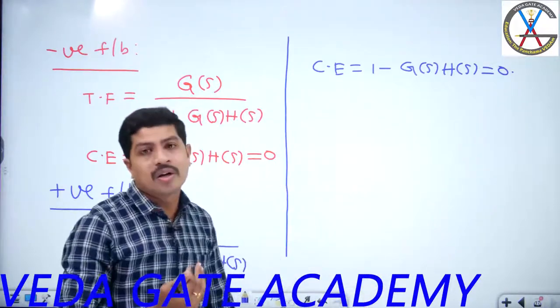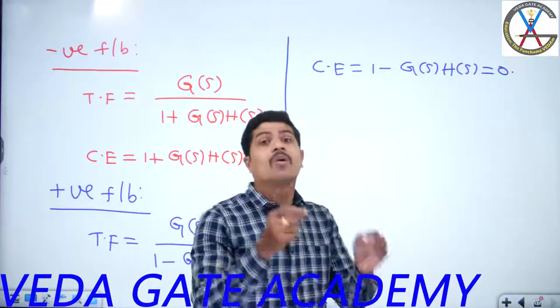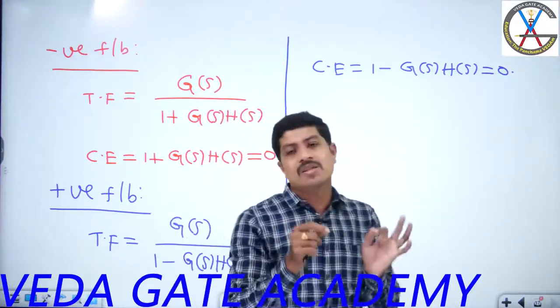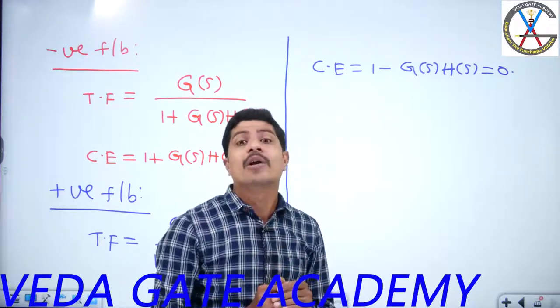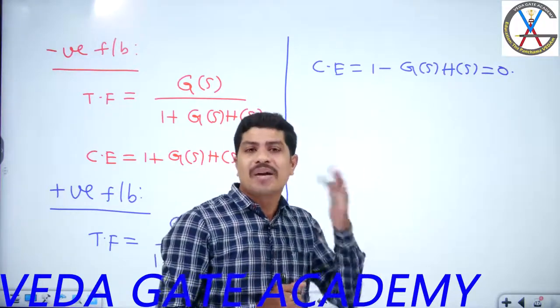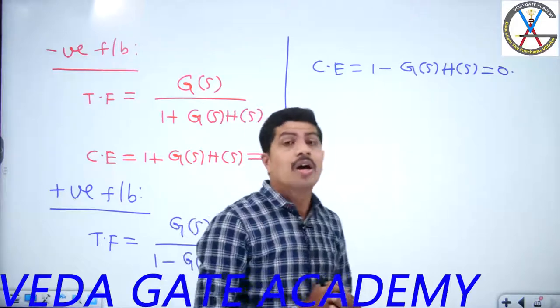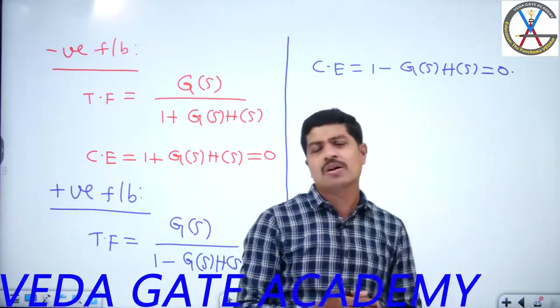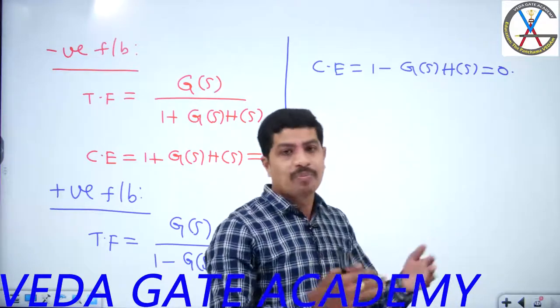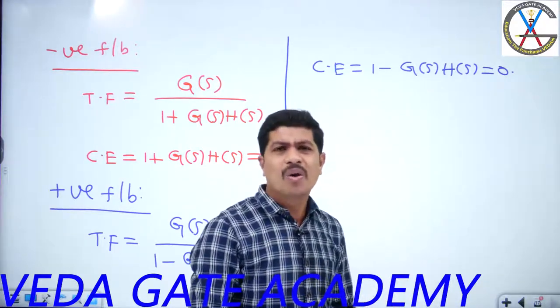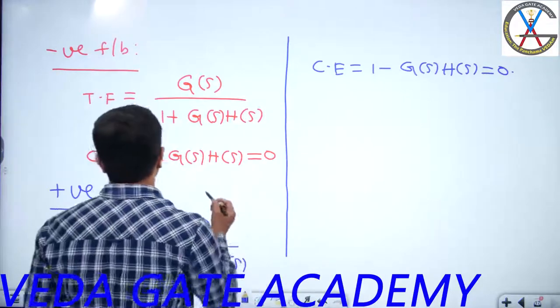So this is about negative feedback and positive feedback. You have to remember that G of s by 1 plus G of s into H of s is the generalized transfer function of a negative feedback control system. G of s by 1 minus G of s into H of s is the closed loop transfer function, or overall transfer function, or overall gain of a generalized positive feedback control system. What is the OLTF of this one?